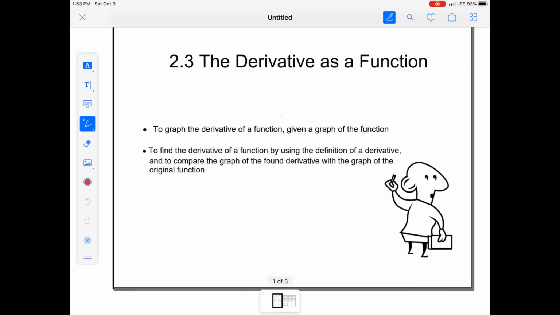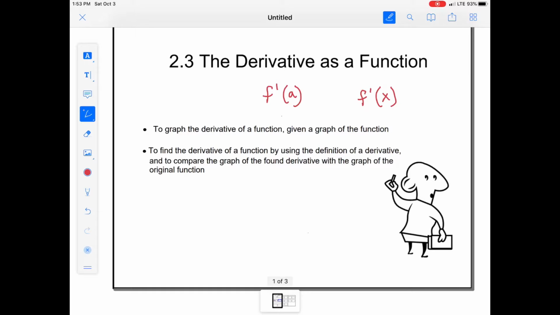So for 2-3, we are working with the derivative now as a function. In 2-2, we found the derivative at a specific point, but now we're going to think of it as its own function, so we can find the derivative at any point that we choose.